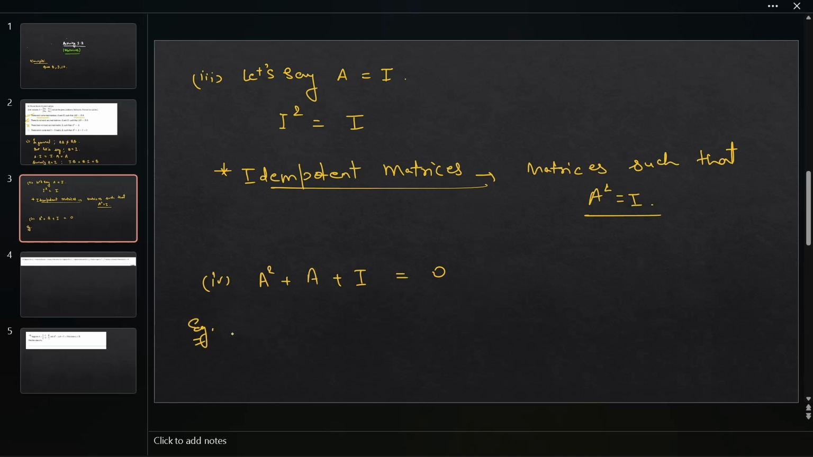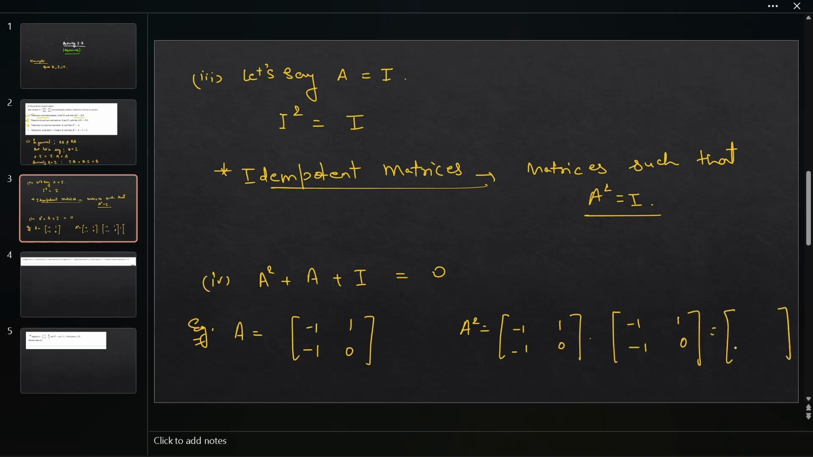So let's say we take the example of A equal to [-1 1; -1 0]. What would be the value of A square? The value of A square is going to be [-1 1; -1 0] times [-1 1; -1 0]. If we take the product, it's going to be -1 times -1 plus 1 times -1, which is 0, then minus 1 times minus 1 is 1, 1 times minus 1 is minus 1, so it's going to be 0.